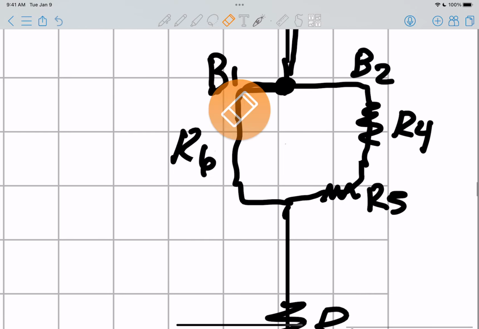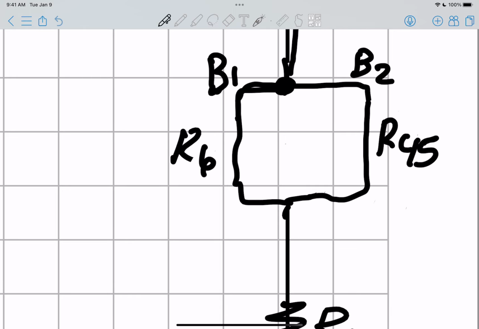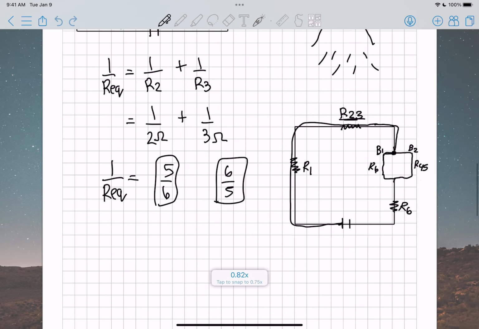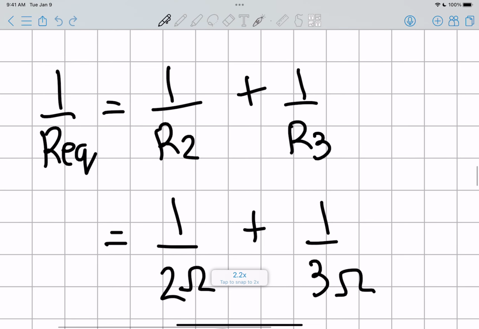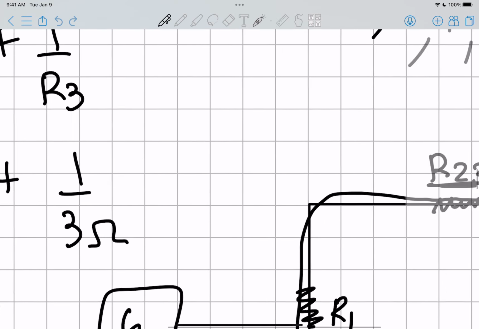So you could actually simplify them down into an equivalent combined resistor, or pseudo combined resistor, called R45, right? And then R45 and R6, those would be in parallel with one another, right? Because there's clear splitting off between here and here. And so then you can once again use the equivalent resistance equation with resistors in parallel, where you could do 1 over R45 plus 1 over R6.